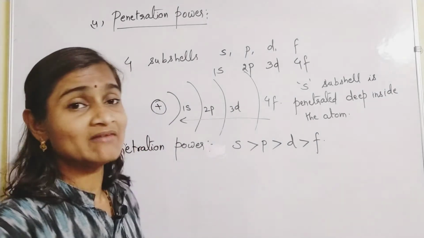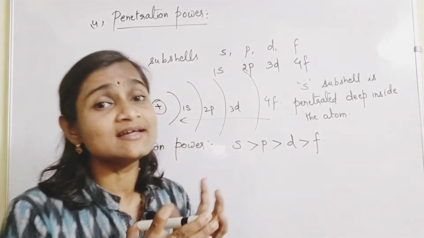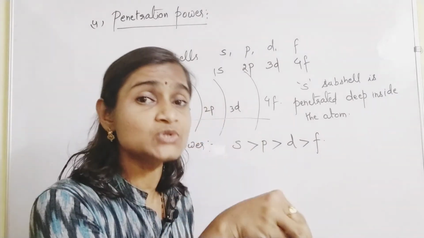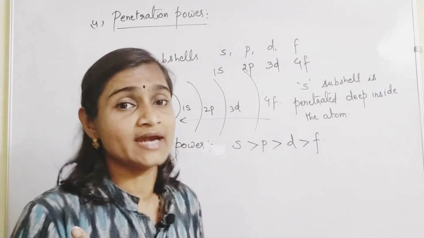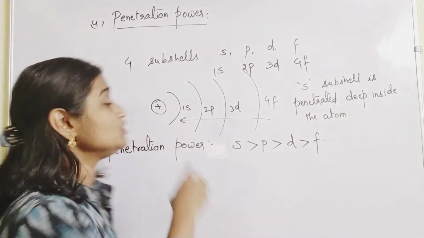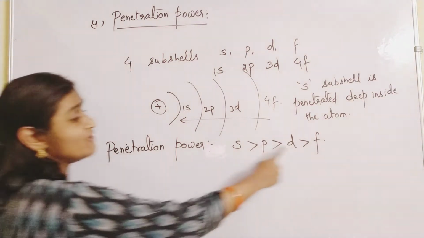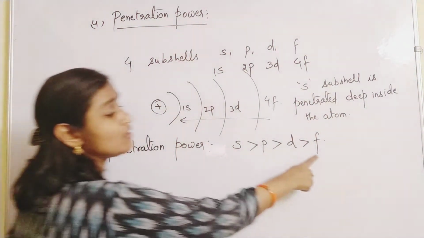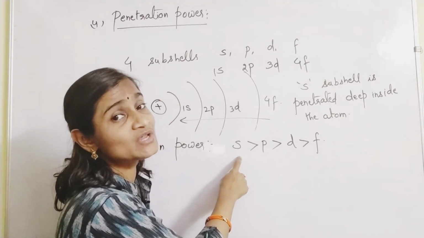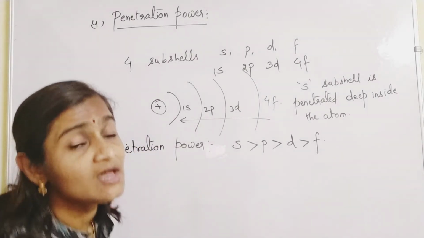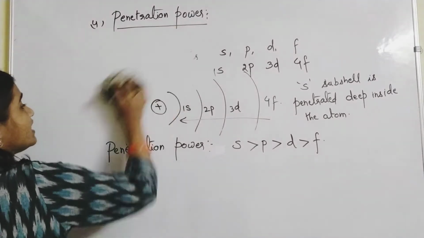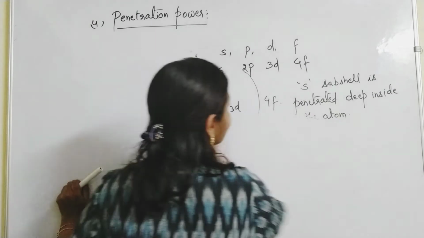So penetration power is one of the important factors which influences the ionization energy. Ionization energy means how much energy we need to supply to take out an electron from an atom. You cannot take out an electron easily from S subshell because it is very nearer to the nucleus. Penetration is more for S and very less for F, so it is easy to take out an electron from F and difficult from S because its penetration power is more. So this is regarding the fourth factor, penetration power.